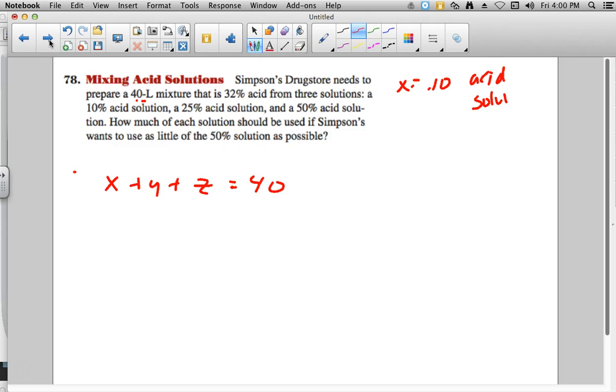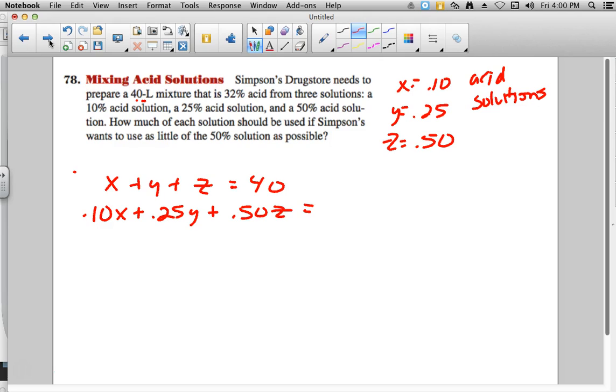I'm just going to put acid solutions here. Y would be the 25% acid solutions, and then Z would be the 50% acid solutions. So we also know from the one that we did in class that we have to talk about all of those concentrations. So we'll have 0.10x plus 0.25y plus 0.50z equals, and then we need to know what 32% of 40 is. And that comes out to 12.8.